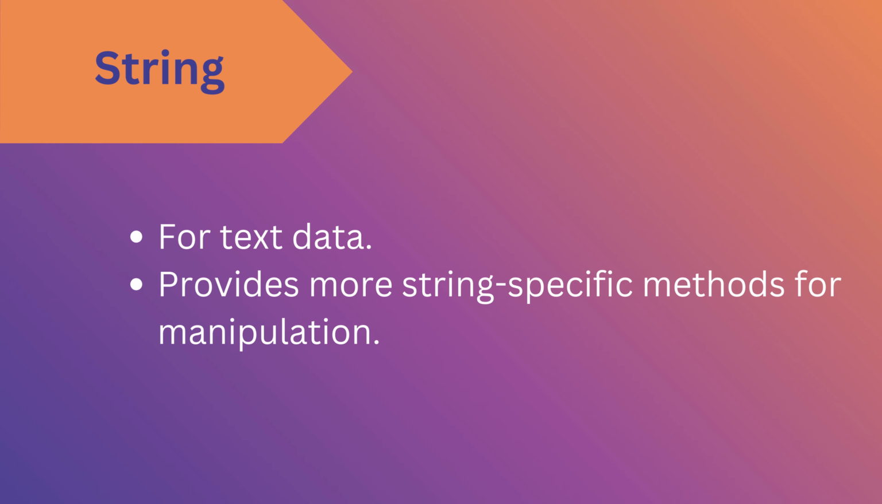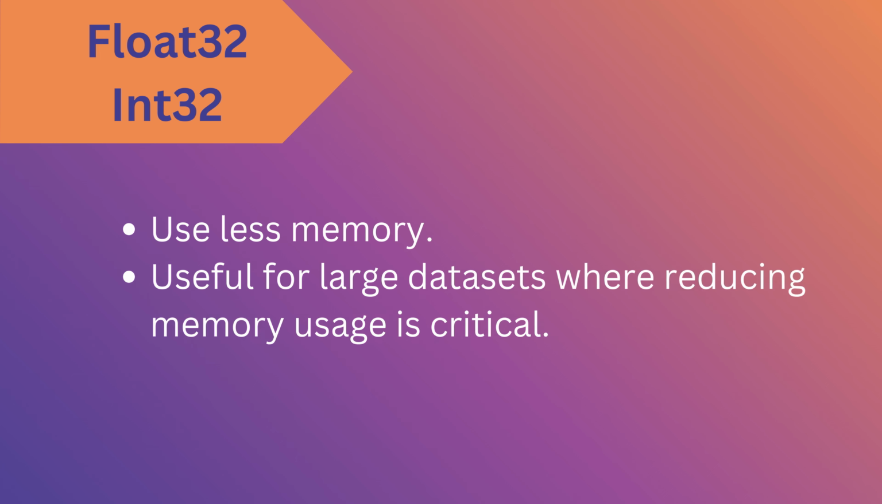The next one is string. Introduced in recent versions of Pandas, the string data type is specially for text data as opposed to the general purpose object type. It provides more string-specific methods for manipulation and is recommended for handling text in new projects. And then float32 and int32, less common. These are smaller versions of float64 and int64 and use less memory. They are useful for large data sets where reducing memory usage is critical.